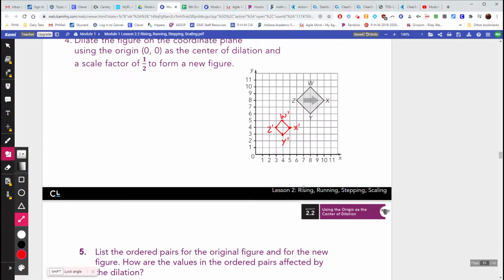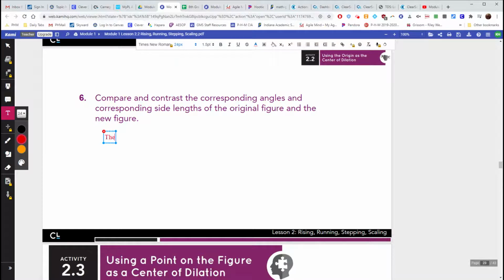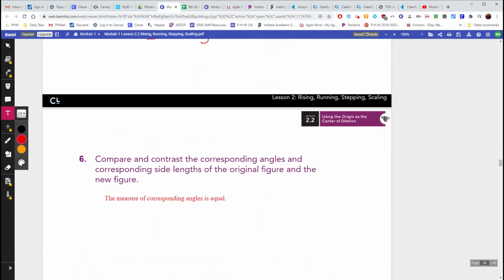So let's do the same thing. Let's compare and contrast the corresponding angles. So angle W, it's a right angle there. Angle W prime also looks to be a right angle. You should notice that that's the case for all of them. So the measure of corresponding angles is equal. And then what about side lengths? A little harder to tell because we're measuring diagonally here, but that's basically diagonally across two squares right there. From W prime to X prime, it's only diagonally across one square, which would be 1/2. It's in that same scale factor.